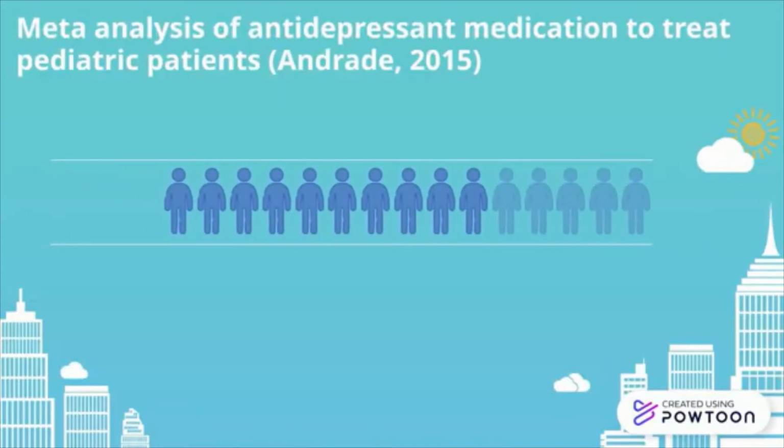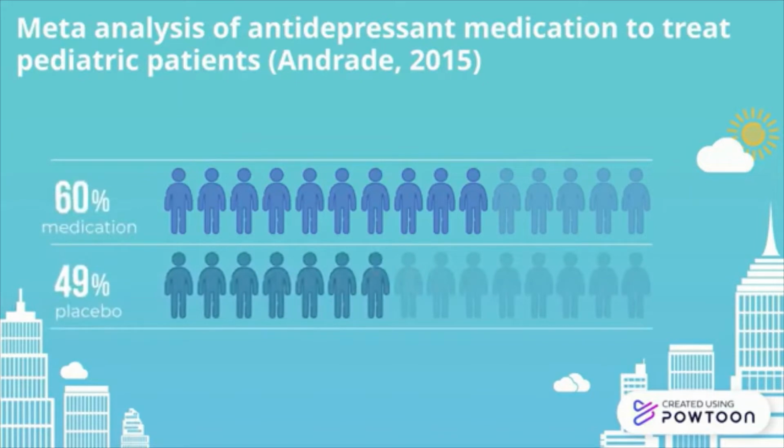A meta-analysis of an antidepressant drug that is used to treat pediatric patients showed that the medication had a response rate of 60%. Great, 6 out of 10 children improved their condition because of this medication. But wait, if we look further into the study, the control group receiving the placebo had a 49% rate of improvement. This is important to consider, as this means 49% of children taking the medication would have likely improved themselves anyway because of the placebo effect or regression to the mean.